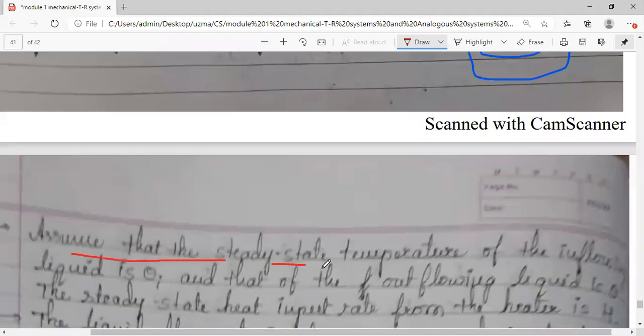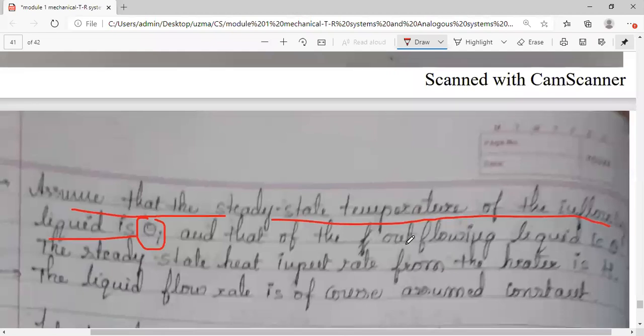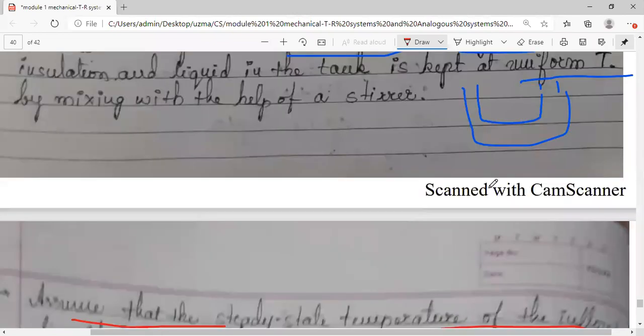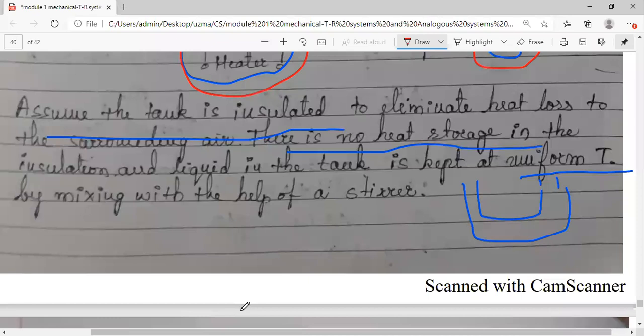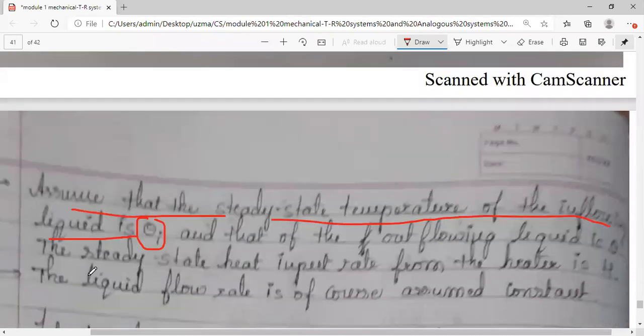Assume that initially a steady temperature of the inflow of the liquid is theta I. This is the temperature with which liquid is entering the tank. The outflow liquid, as you can see in the figure, has a temperature theta. Now, initially your heater is having a steady state input, that is capital H. The steady state values are theta I, theta and H.